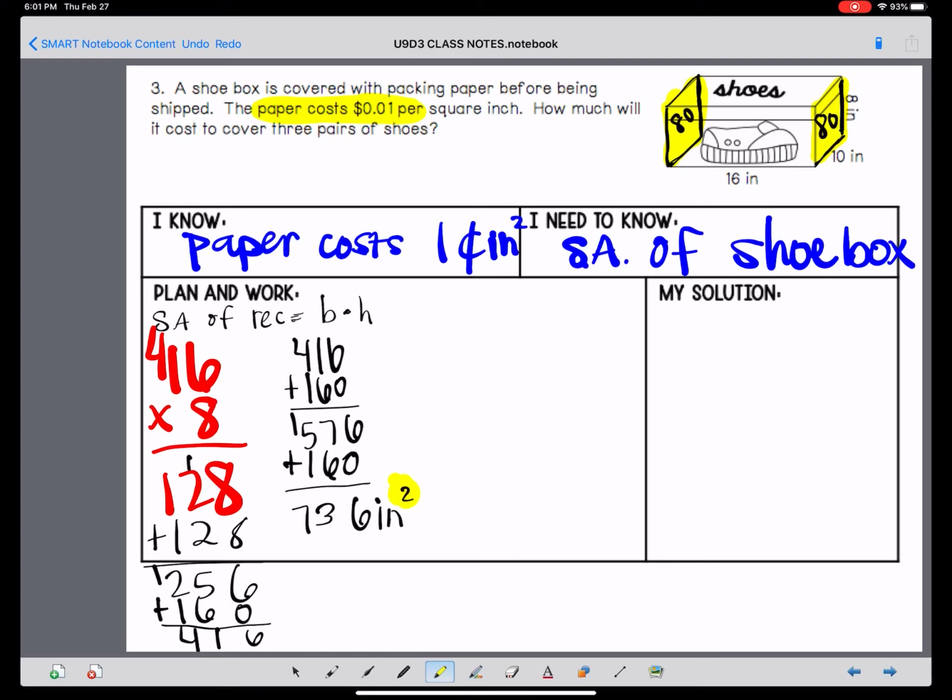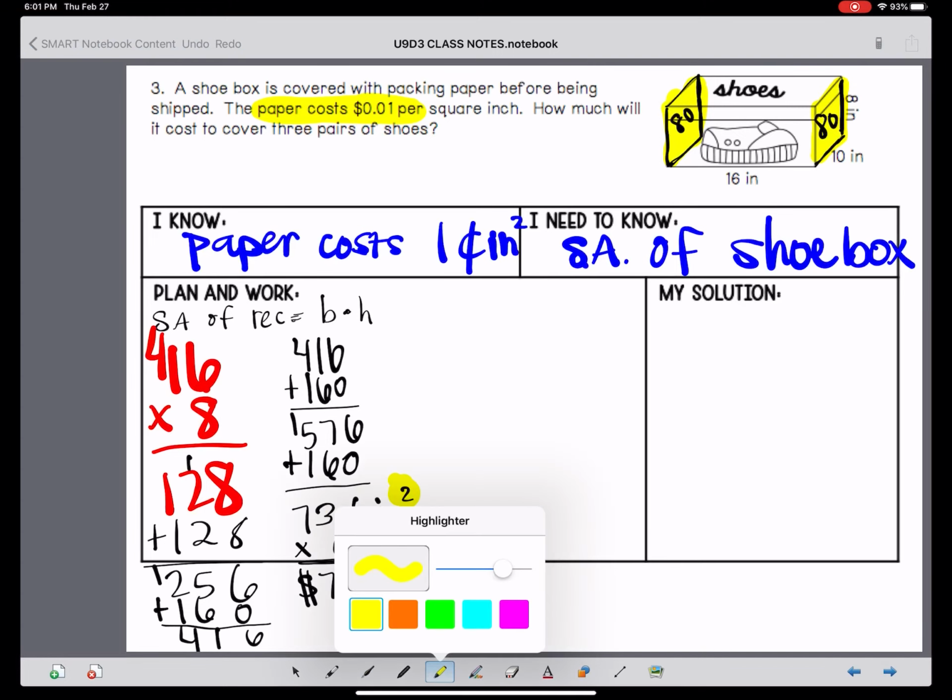Well, there's 736 square inches. We need to multiply by 0.01, or 1 penny, in other words. And if you do that, we're going to get 7.36. So we took our square inches, we multiplied them by 1 cent. That's going to tell us how much it's going to cost to wrap the shoebox. So it's going to cost us $7.36 to wrap the shoebox.